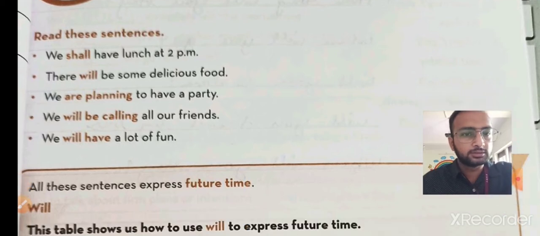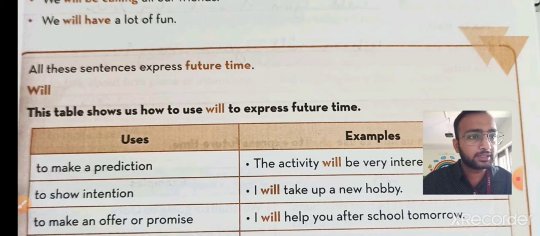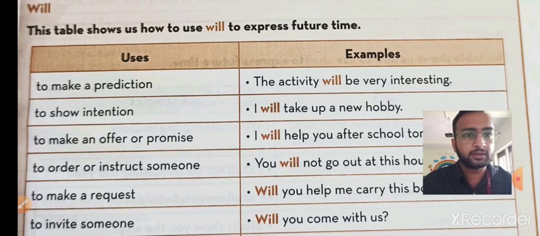So everyone knows we plan something or we take a decision for the future, that we will do this, we will do that, and we will make some food like this, etc. So we express everything that we are going to do in the future. All these sentences express future times. Will. This table shows us how to use will to express the future tense. So let us study the table.